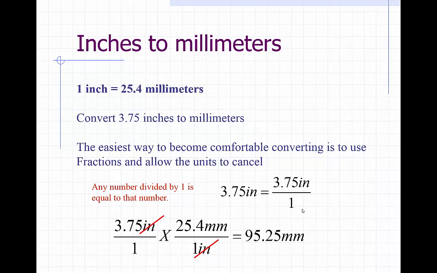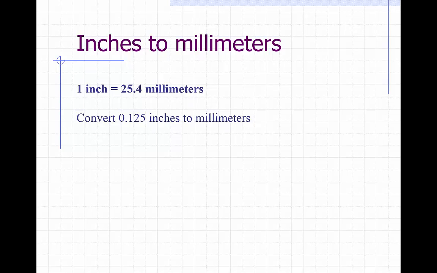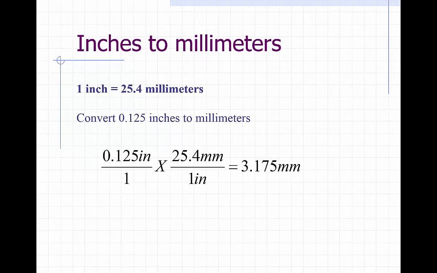So let's do another. Here we've got 0.125 inches to millimeters. We're going to put that in our fraction form, 0.125 inches over 1. And again, we're going to use our conversion factor. The inches is in the denominator on the bottom, so we have 25.4 millimeters over 1 inch. The inches cancel each other out and we're left with millimeters. So we take our calculator, 0.125 times 25.4 gives us 3.175 millimeters.